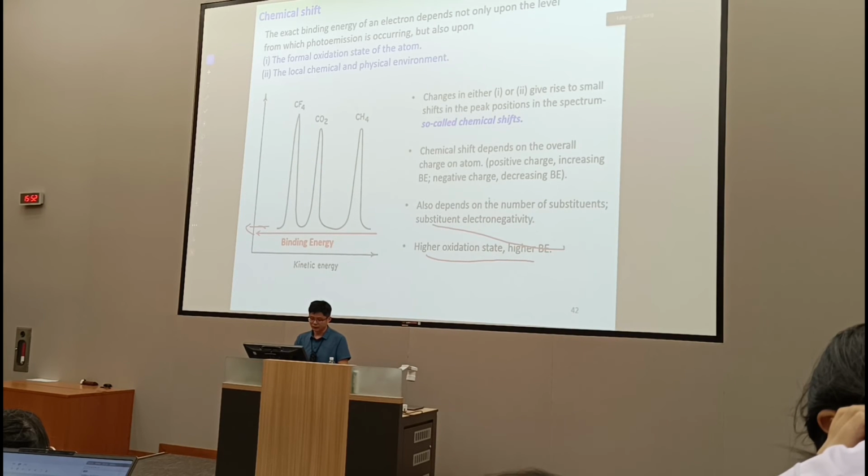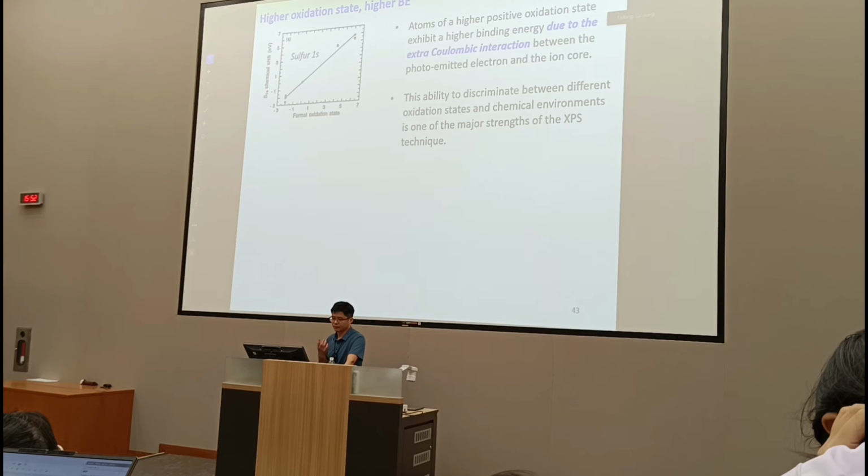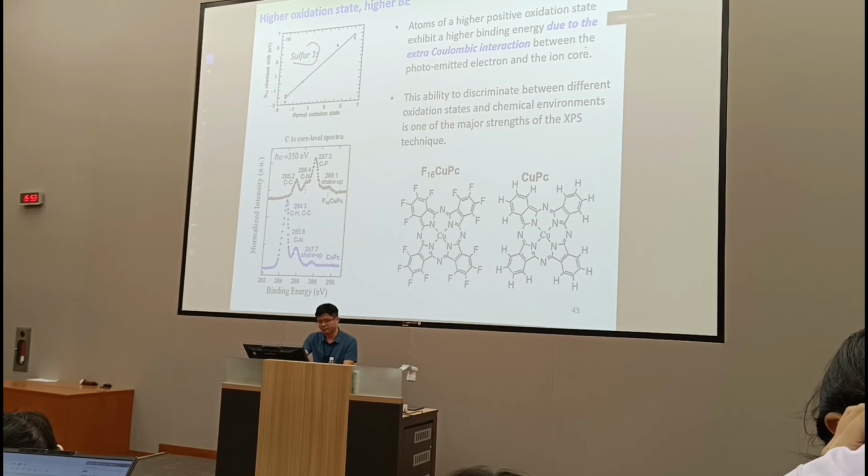All these substitution groups also change the charge states of your carbon, so they change the binding energy. The high oxidation states, high positive charge, mean you create a higher binding energy for the core-level emission. The same for sulfide, because it's Coulombic interactions, so it increases the binding energy. So this is one of the examples.